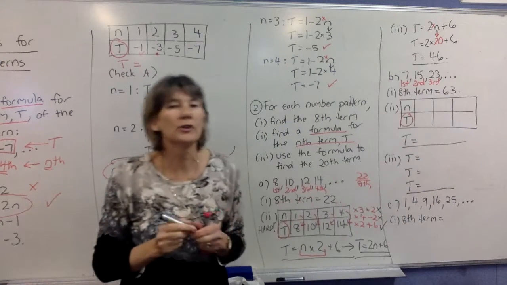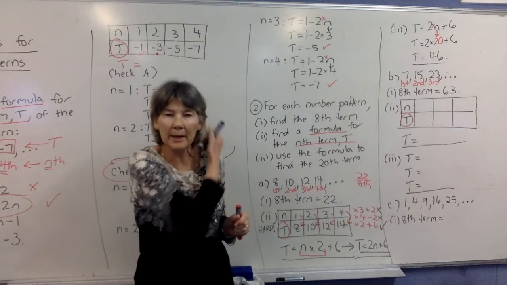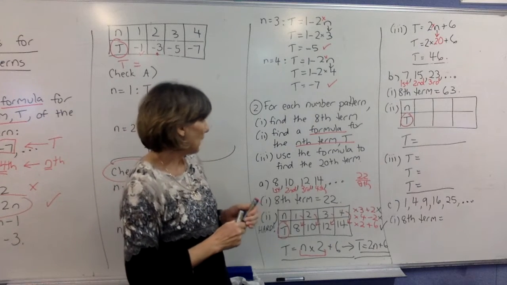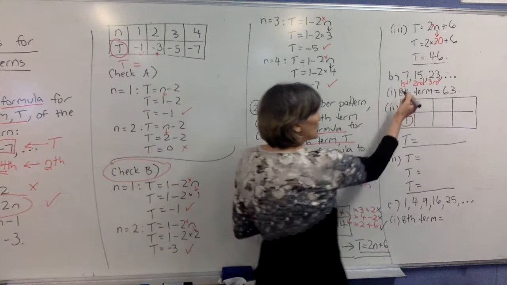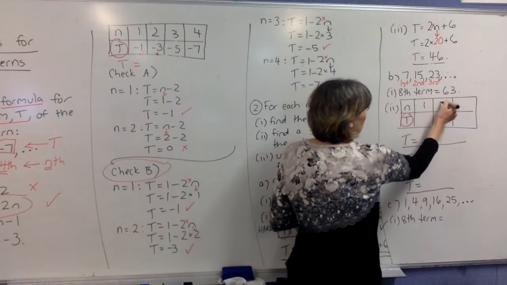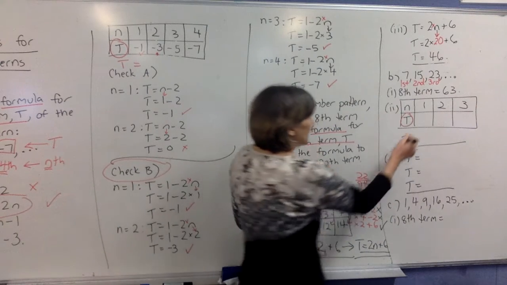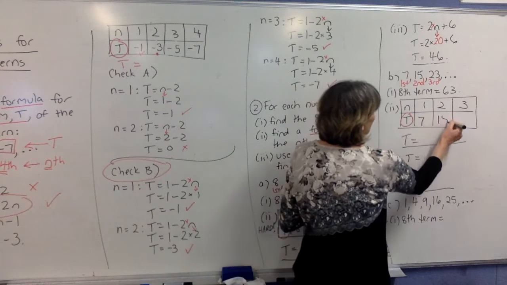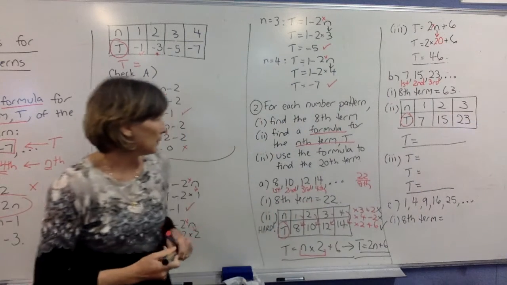Now, of course, you can use your calculator to continue to add those 8s on rather than risk making a mistake on it. All right, so part 2. I'm going to put these things in our table. N is our position, so first, second, third, 1, 2, 3. And then the actual terms, 7 for the first term, 15 for the second one, and 23 for the third one. And now we're doing part 2.